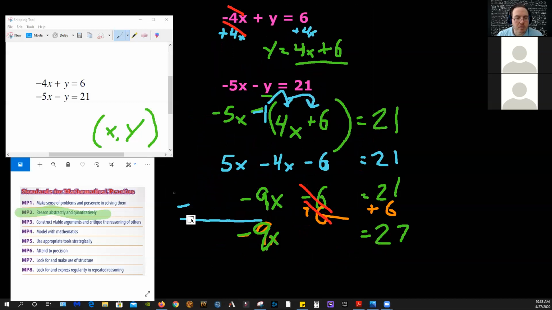Almost got everything. No. Undo that. I just want to move it. Okay. So -9x equals 27. So then I can, whoa. So then I can divide by -9 on both sides.